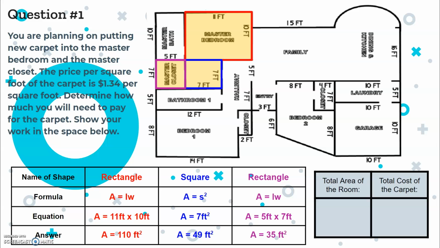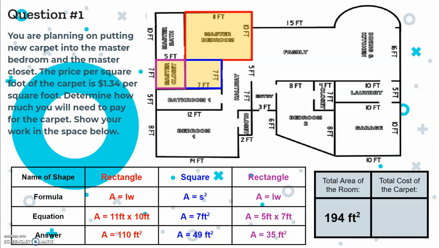Now, I'm not done yet because I need to find the total area for the master bedroom and the master closet. So what I do is I take my area from my rectangle, my square, and my other rectangle, and I add them all up together to get the total area of the room, which when I add 110, 49, and 35, I get 194 feet squared. So the master bedroom and master closet, the area is 194 feet squared.